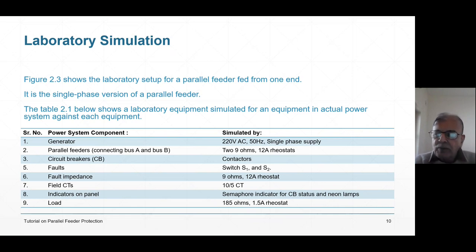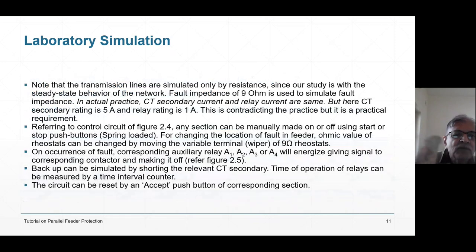Indicators are there. Semaphore indicators are there. Load, I use a 185 ohm rheostat. That's what is my load, right? Load will be there in the field also, but it will be a big load, 1000 ampere, 500 ampere, 100 ampere. Here it will be 1.5 ampere only, because it's a scaled down model. So friends, this is the laboratory simulation, right?